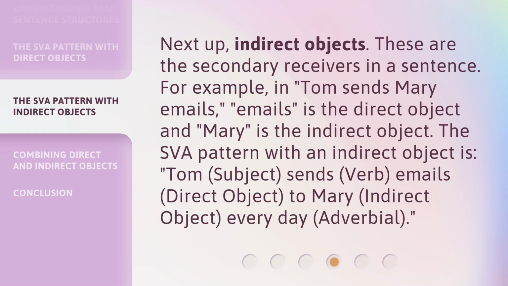Next up, indirect objects. These are the secondary receivers in a sentence. For example, in "Tom sends Mary emails," emails is the direct object and Mary is the indirect object. The SVA pattern with an indirect object is: Tom, subject; sends, verb; emails, direct object; to Mary, indirect object; every day, adverbial.